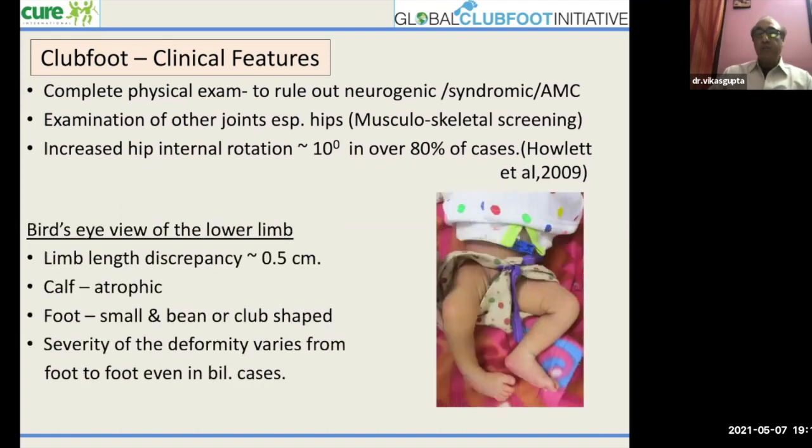Before you jump into the foot, this is important for my residents. Have a bird's eye view of the lower limb. There is a leg length discrepancy of around 0.5 centimeter. The calf is atrophic, as you can see from this picture. The foot is small, bean shaped, or what is called the club shape. And remember, friends, the severity of the deformity varies even in bilateral cases. It can vary from foot to foot. Some are very severe, as you can see from the scoring, and some are very supple.